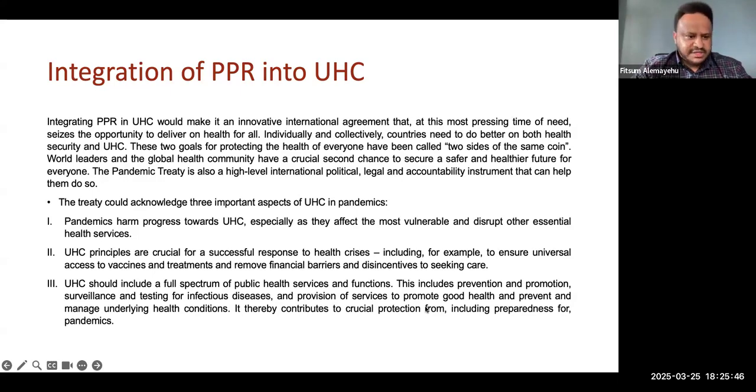And COVID-19 is a very good example of that. UHC principles are very crucial for a successful response to health crises, and definitely we have also understood that, especially during the COVID pandemic. Then finally, UHC should also include a full spectrum of public health services and functions. So this is also what we're trying to address, the vice versa approach of it. UHC principles need to be introduced in every program that we have in the health system. Next slide, please.